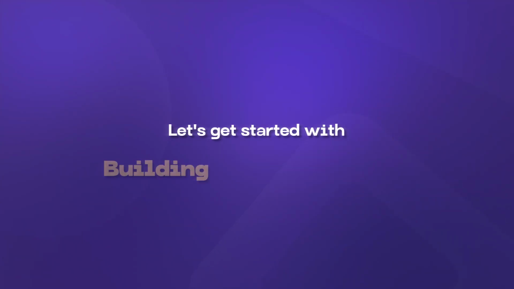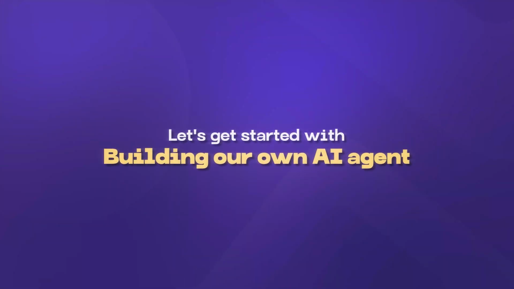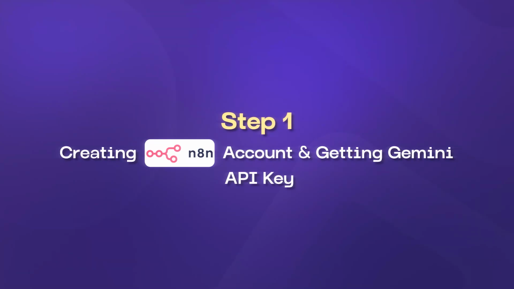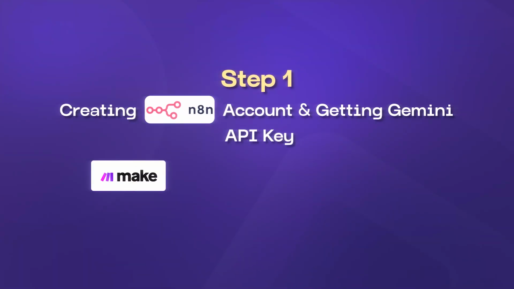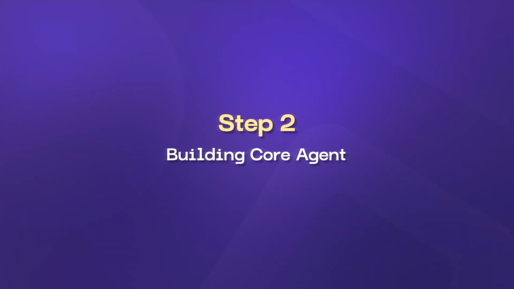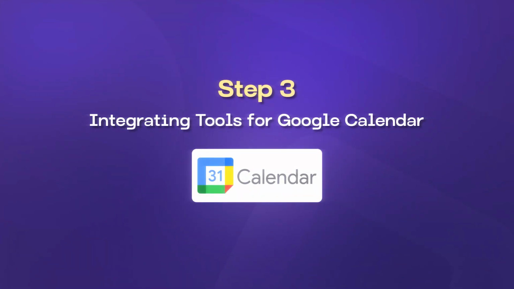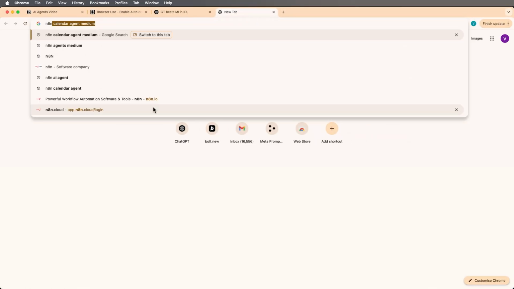Let's get started with building our own AI agent for Google Calendar Assistance using N8N. Just so you know, there are other platforms you could explore as well, like Make.com, Zapier, and Workato. Here's how we are going to go about it. We'll begin by creating an account on N8N and obtaining an API key for Gemini. Then we'll start by building the agent without connecting any tools. Once that's in place, we'll bring in Google Calendar tools so that the agent can start performing actions on your calendar on your behalf. Go to this particular website.